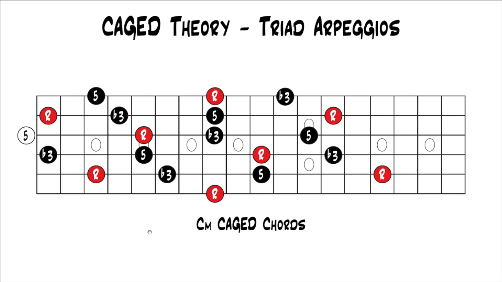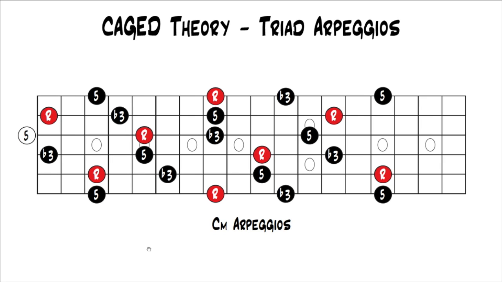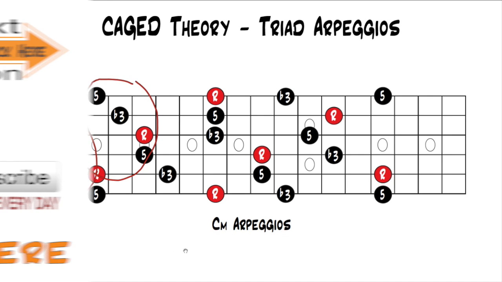Then you can do the exact same thing with the minor chords. These are the C minor CAGED chords. Just add in those extra notes so that you can play them all in order and on all the strings. And then again, you just visualize your minor CAGED chords within these arpeggios, and it's a lot easier to find them on your fretboard.